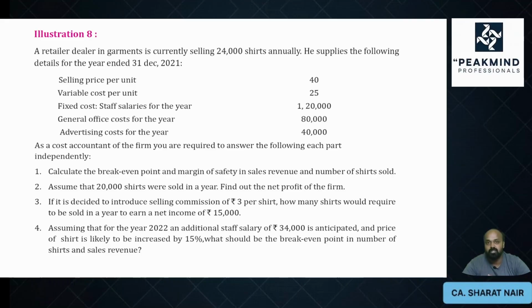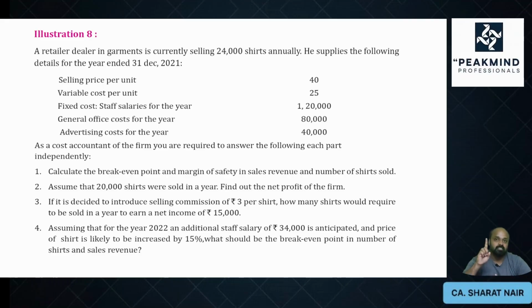First, they are asking us to find the breakeven point and margin of safety, both in units as well as in value. In the second part of the question, they are asking if the company is planning to sell 20,000 shirts, what profit would the company be earning? The third part of the question is, if the company wants to ensure that it earns 15,000 profit, but a selling commission of 3 per unit will come into the picture, how many shirts do I need to sell?